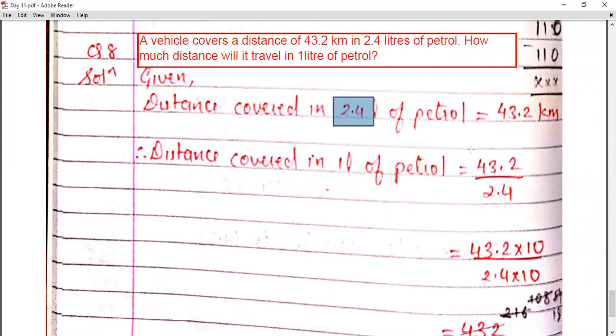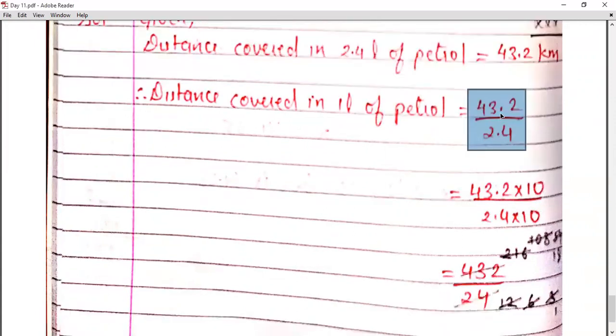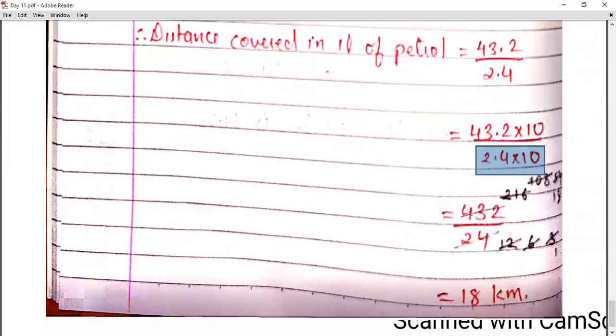The value will become 43.2 divided by 2.4. This is the division of a decimal by another decimal number. Converting the denominator decimal into a whole number by multiplying with 10, the value will become 432 divided by 24. Simplify the fraction, you will get the value as 18 kilometers. Hence, the distance covered in 1 liter of petrol will be 18 kilometers.